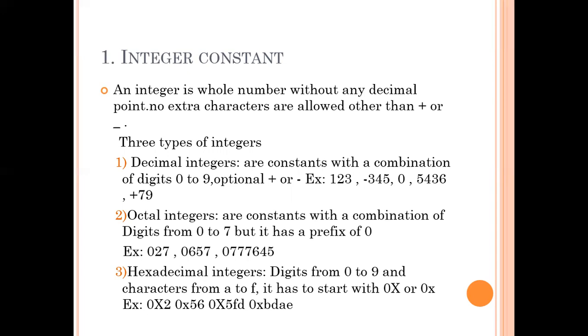Hexadecimal integers use the digits from 0 to 9 and characters from A to F. It has to start with 0x, either capital or small. Okay.